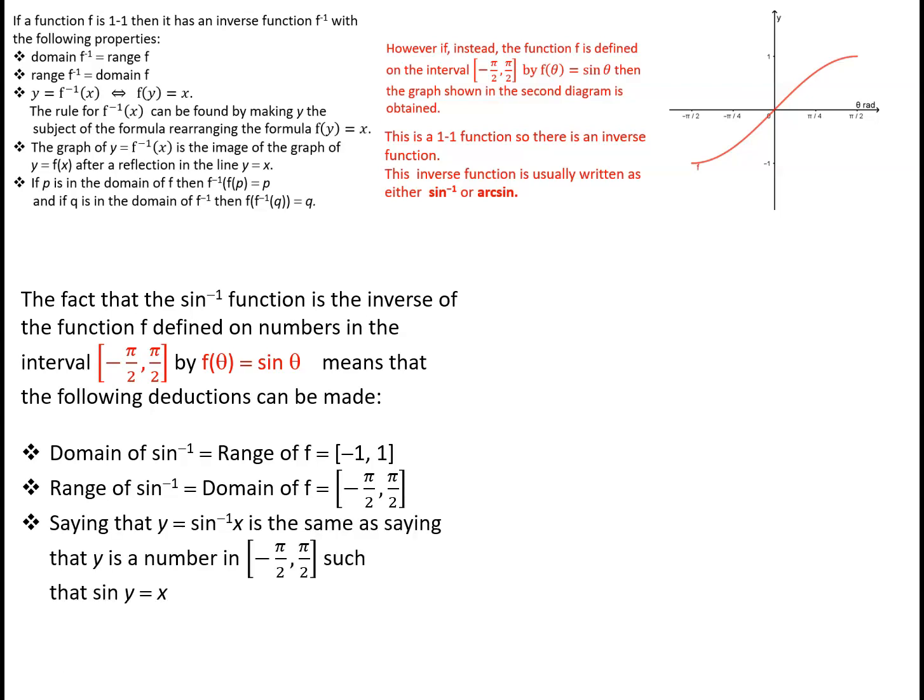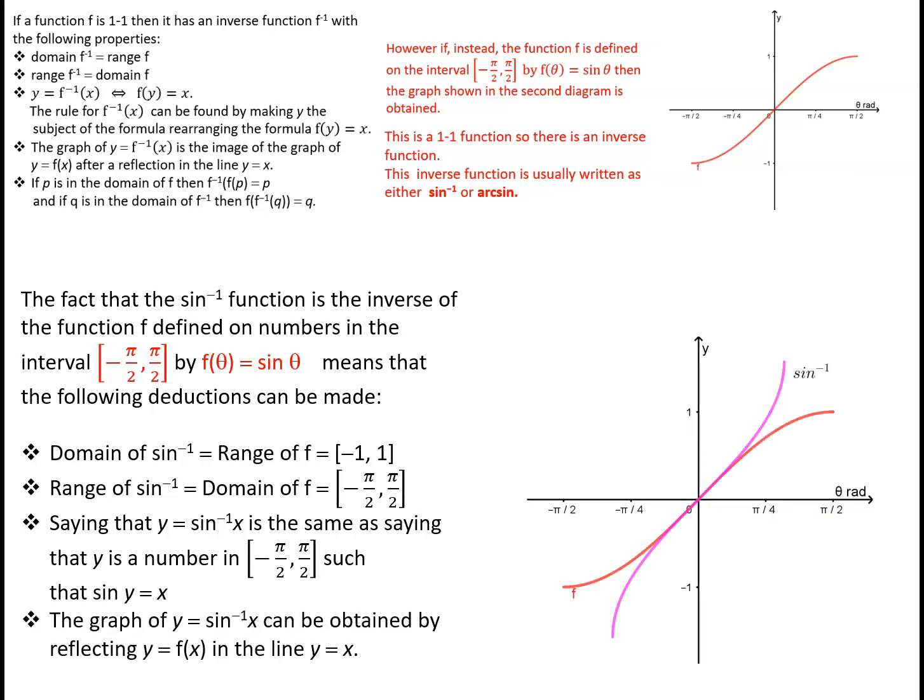If we say that y equals sine to the minus 1 of x, that is the same as saying that y is a number in the interval from minus pi by 2 to pi by 2, such that sine y is equal to x. And the graph of y equals sine to the minus 1 of x can be obtained by reflecting the graph of y equals f of x in the line y equals x to obtain the purple curve that we've got in this new diagram. And that is the graph of sine to the minus 1 of x.